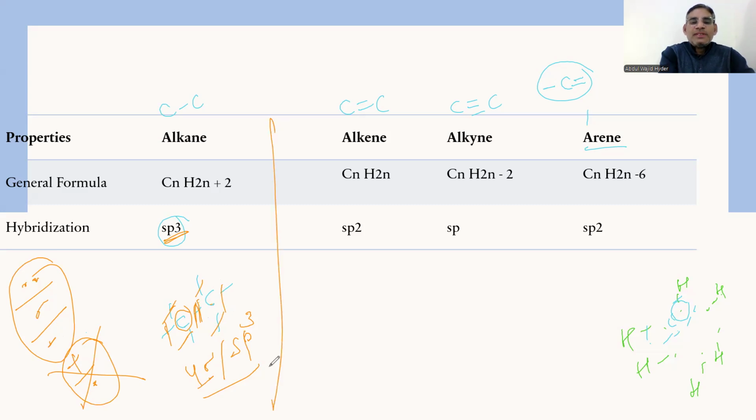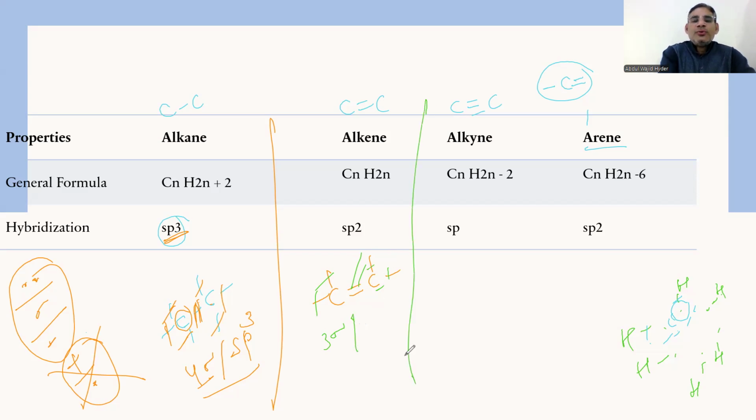Now see, come to alkenes. The first example for alkene is ethene. Now see here in this case, this carbon has 1, 2, 3 sigma bonds. In this carbon also, 1, 2, 3. So 3 sigma bonds are there and 1 pi bond.